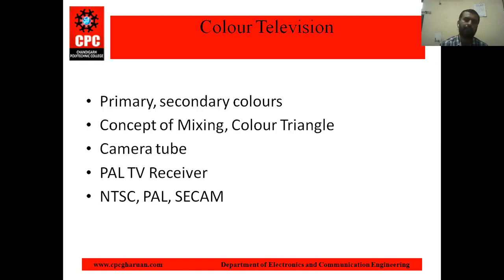Next is the PAL TV receiver. As we already discussed, in India we are using the PAL system, so we have to learn the PAL TV receiver and how it functions. Next is a brief description of NTSC, PAL, and SECAM. This is part of your color television. The maximum part has come from color television and black and white television. This is the most important chapter of your syllabus.